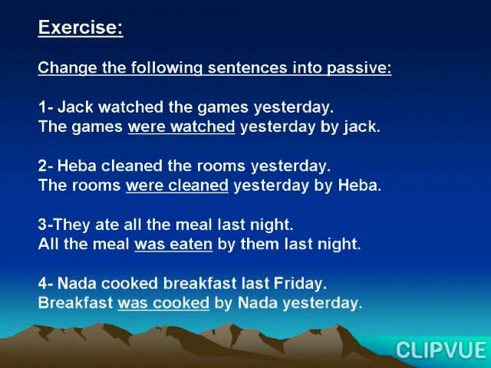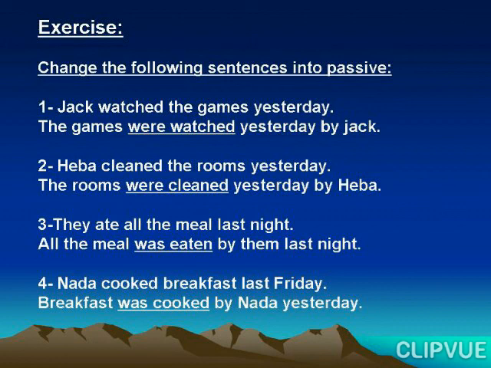This is an exercise for the past simple passive. Change it into passive. Number 1. Jack watched the games yesterday. So the games were watched yesterday by Jack. Hiba cleaned the rooms yesterday. The rooms were cleaned yesterday by Hiba. They ate all the meal last night. All the meal was eaten by them last night. Nada cooked breakfast last Friday. Breakfast was cooked by Nada last Friday.